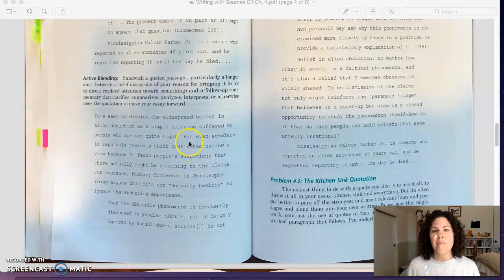So you can see here I have a much bigger interpretation that's starting off my quotation. I even tell who's going to be talking, right? Michael Zimmerman in Philosophy Today argues, using those strong verbs, that it's not socially healthy to ignore the abduction experience. And then we go into that quotation.